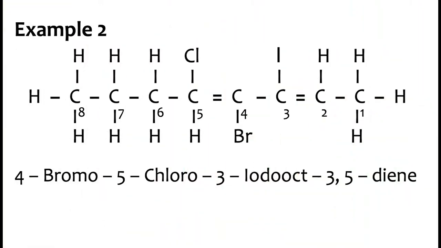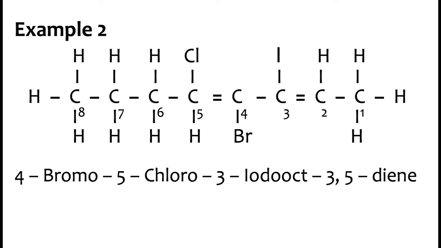We can also see another example. The parent of this compound, as you can see from the board, has 8 carbon atoms. Within the 8 carbon atoms, there are 2 sets of double bonds. We have to state the position because there are 2 sets. Instead of saying "ene", we are going to say "diene" because there are 2.